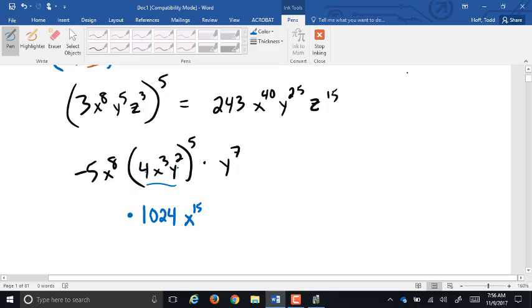X to the 3rd to the 5th power? X to the 15. And y squared to the 5th power? Y to the 10. Now we still have that -5 x to the 8th up here, and we have y to the 7th back here.